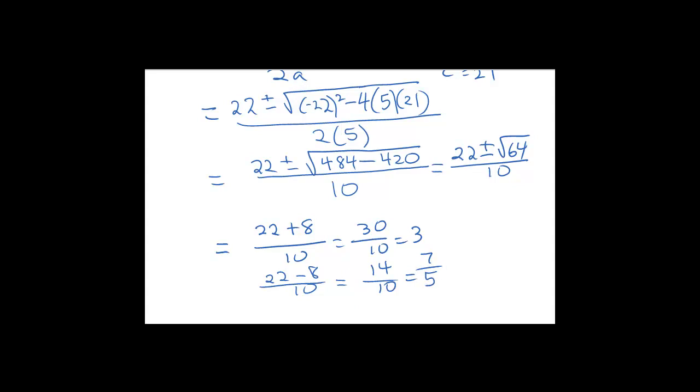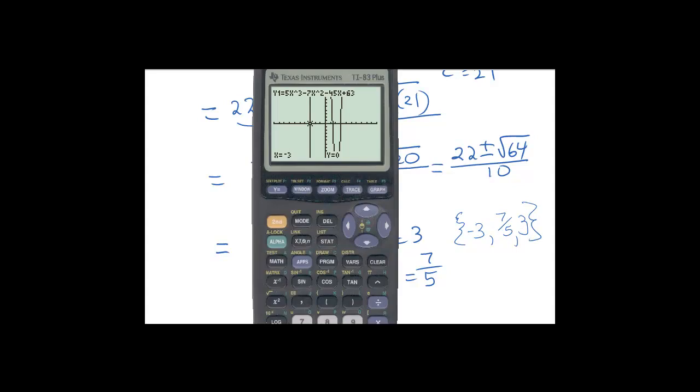So we expected 3 zeros because our degree was 3. So our first one we found was negative 3. And we have 3 and 7/5. So we'll put 7/5 and 3. There's our zeros. Let's pull our calculator back up and have a look at the other zeros.